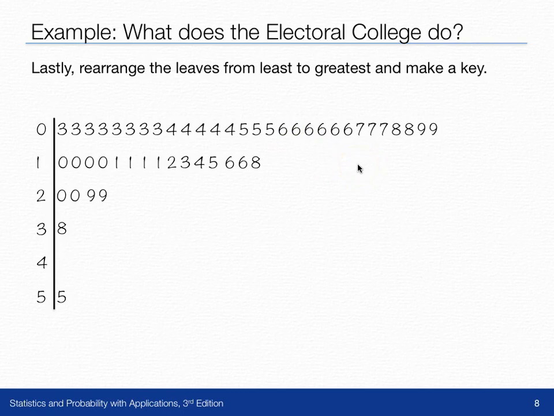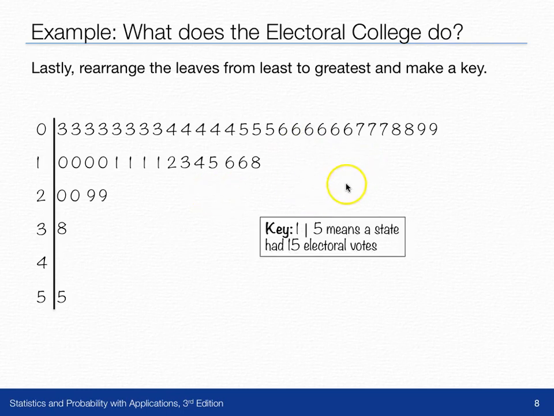The last thing we have to do is make a key so that someone who doesn't know that this was an Electoral College graph can see what this means. Something like 1 bar 5 indicates that there's a state with 15 electoral votes. If you'd like to do a problem like this in your textbook, try exercise 1.